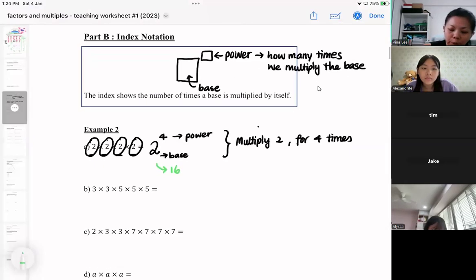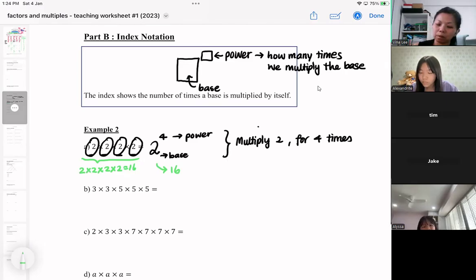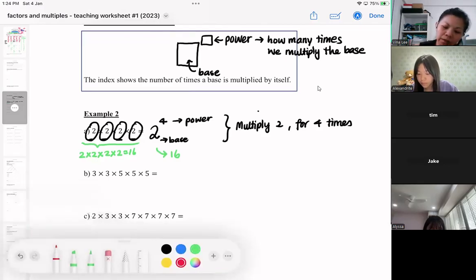If you do it manually, 2 times 2 times 2 times 2, it also gives you 16. But of course, the power button is faster. Imagine you have to do it 10 times, 2 times 2 times 2 and so on. It's going to be very troublesome. Okay, so that is called the power function. As I go through, I'm going to get you to try pressing. Okay, so let's go on.